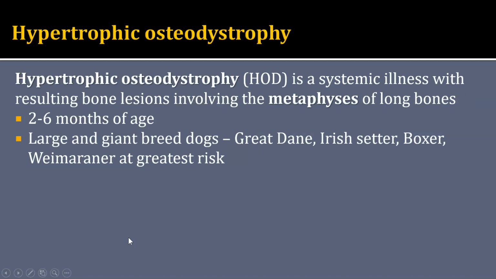Hypertrophic osteodystrophy, also termed HOD, is a systemic illness with resulting bone lesions that involve the metaphyses of long bones. Particularly the distal radius, ulna, and tibia are involved, and these are usually bilaterally symmetric lesions. The severely affected patients may actually have fever, depression, anorexia, and they are reluctant to stand and walk, and usually their metaphyseal regions of their long bones are swollen, warm, and painful.